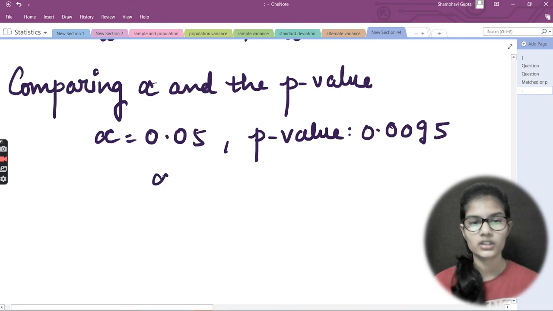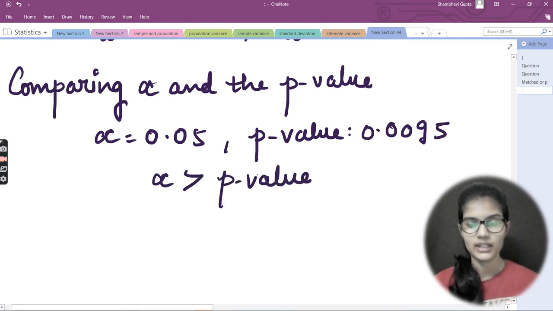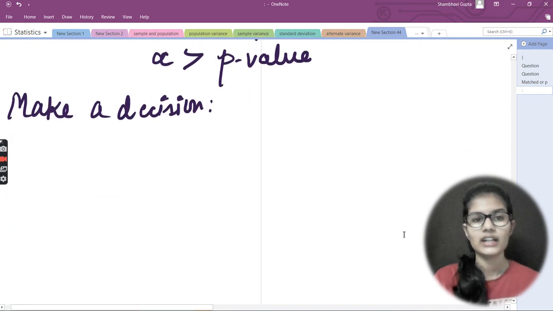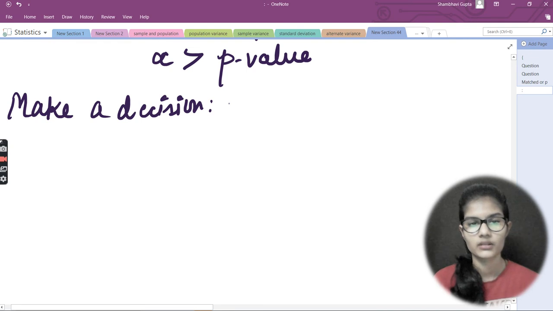So in this case now, what's the thing? That alpha is greater than the p-value. This is the case which is actually applied out here, that the value for alpha is greater than the value for the p-value. So we could just make a decision. I could just write here, make a decision.